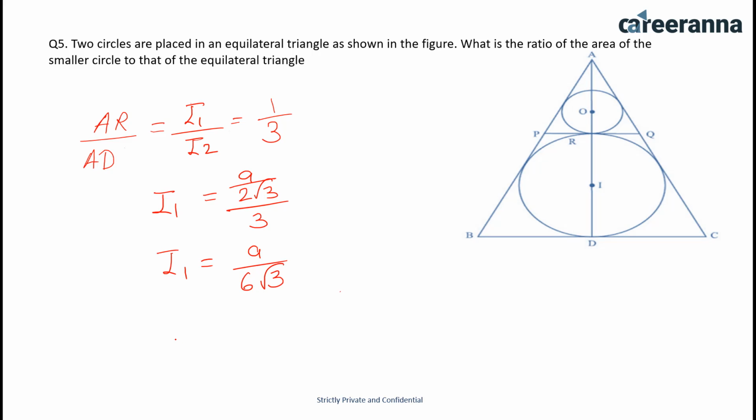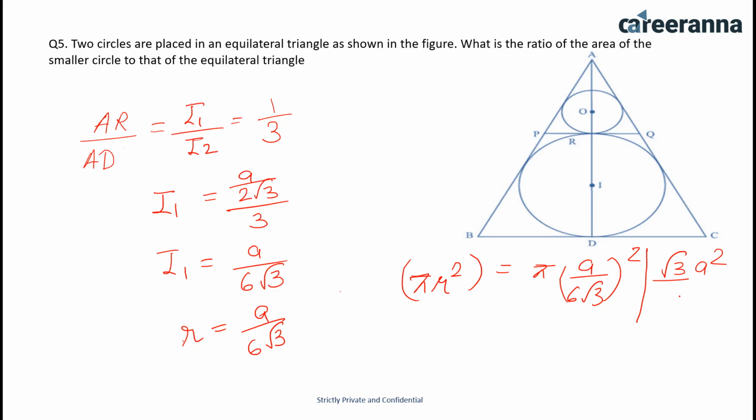So the radius will become a upon 6 root 3 for my smaller circle. So area of this circle is nothing but pi r square. This becomes pi times a upon 6 root 3 whole square. So area of equilateral triangle is given by root 3 by 4 of side square. Now if I solve this, this will become pi a square upon 108, since 36 into 3 is 108, is to root 3 by 4 into side square.